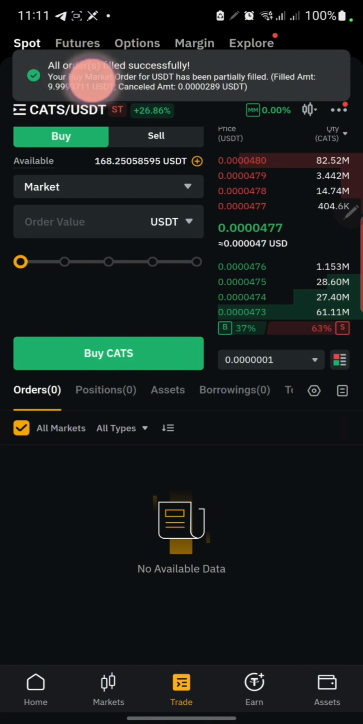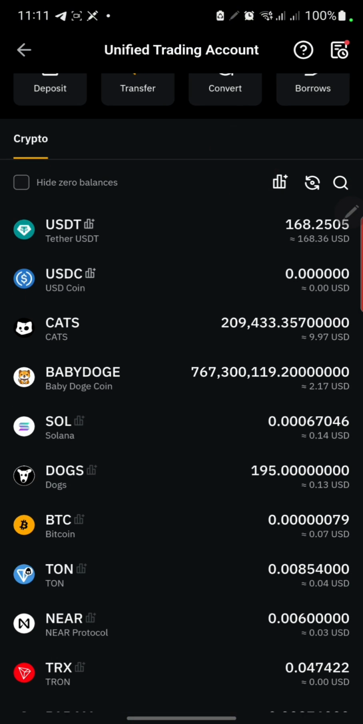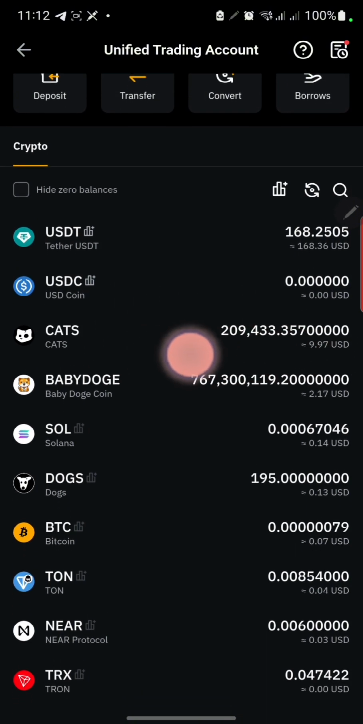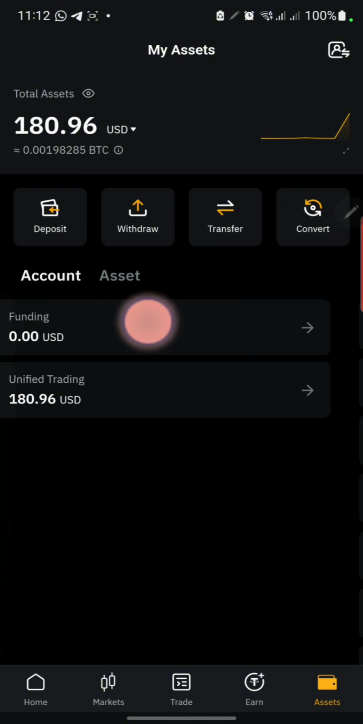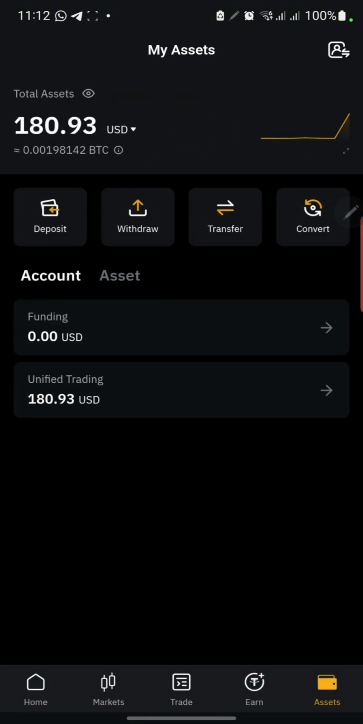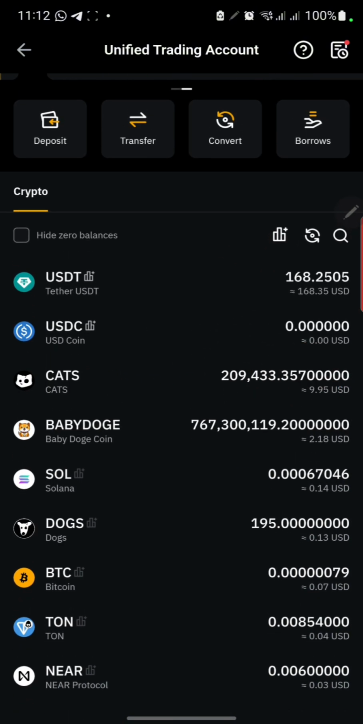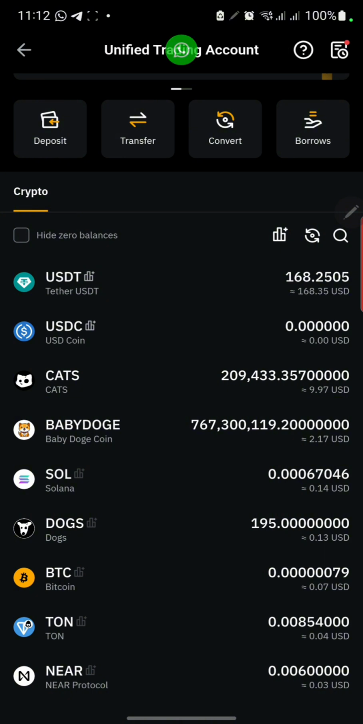Can you see now I've successfully purchased CAT here. If you come to the unified trading, you're going to see that I have some amount of CAT. This is the CAT, and this is the worth in dollars. I can also send that CAT to the funding account. Just click on transfer, then choose CAT here, then change this place from unified trading to funding account. So this is called spot trading. When you buy that coin, you are saving it for the future, maybe for 3 months, 5 months, 6 months, 2 years, 3 years, 5 years.